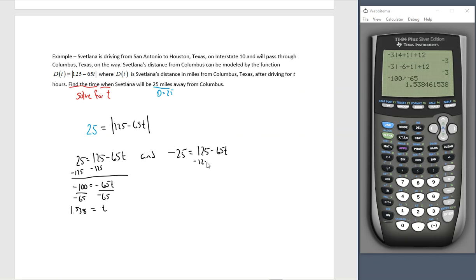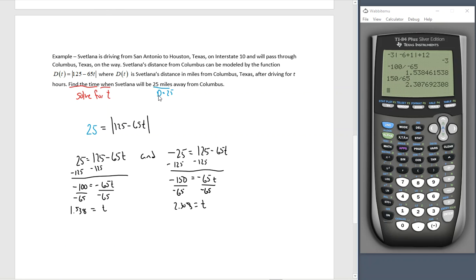If I subtract 125 from both sides, I end up with a negative 150 equals a negative 65t. If we divide both sides by a negative 65, a negative divided by negative is positive, so I'm just going to focus on the number portion of it. I already know my result will be positive time, and this is 2.307. We're going to round that 7 up to an 8.